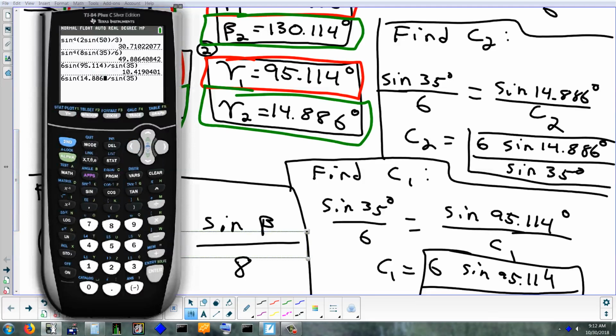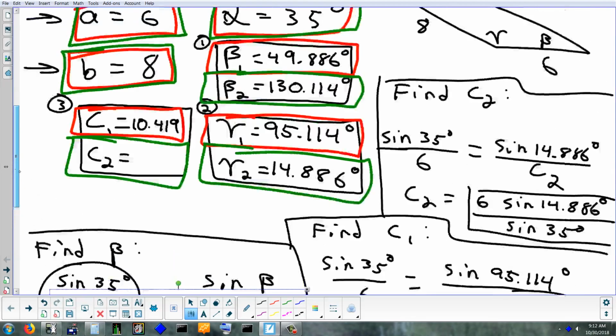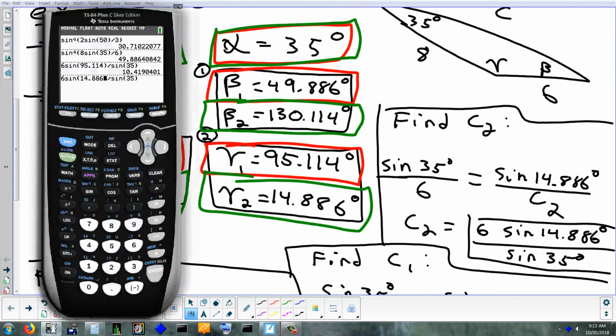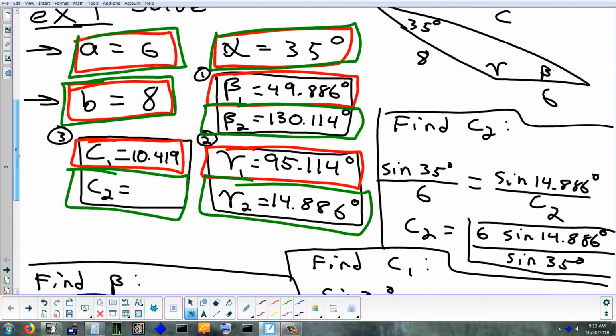Okay. And let's just kind of predict what our answer should be between. Gamma 2, if you compare it to the other green angles, how does it compare? It's the smallest. So look at the green sides. I know C2 is going to be smaller than 6. Okay. So let's just see what we get. I get 2.687.